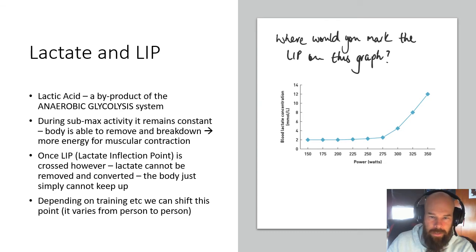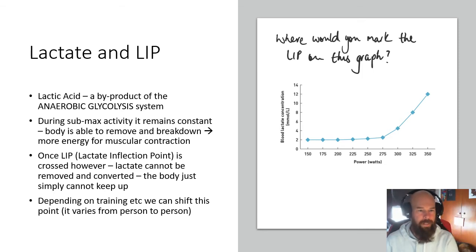Okay, you can see the graph here on the right hand side. This is, I would say, a VO2 max test or something similar, whereby they're measuring the power in watts that's being produced versus the blood lactate. So you can see that it's relatively stable up until this point here. Like it said, during submaximal activity, it remains constant because the body's able to break down and remove it from the system.